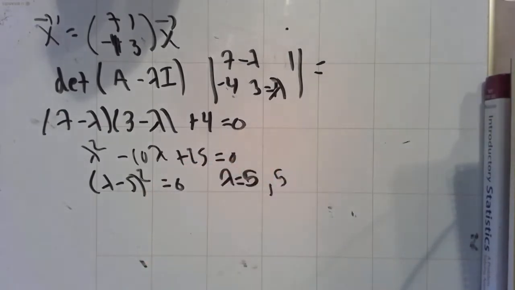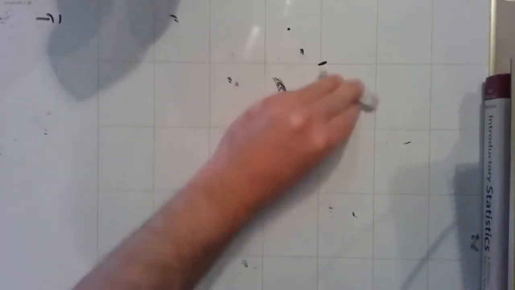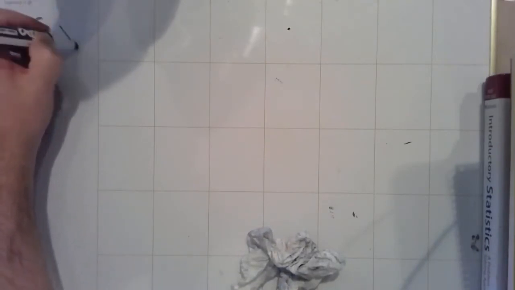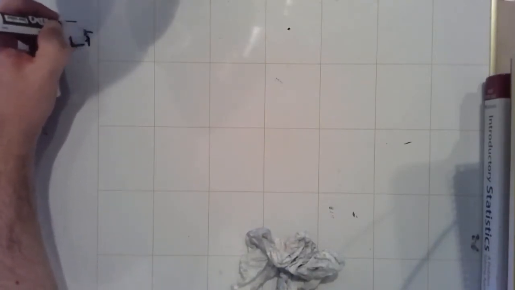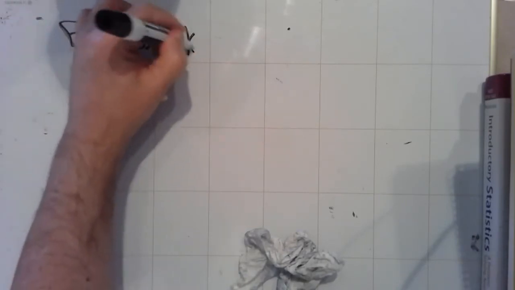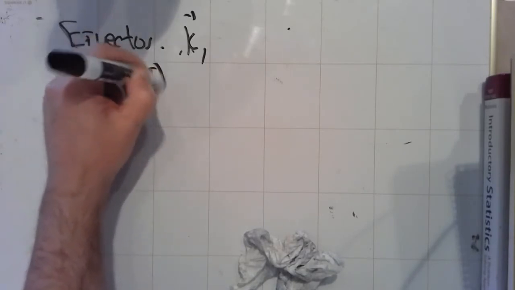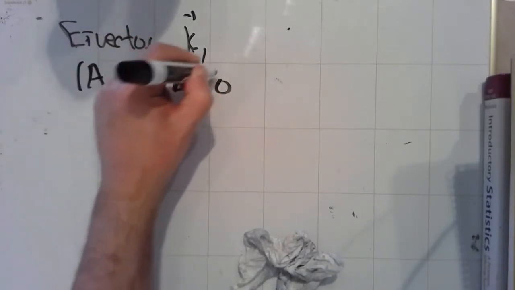Write it twice if we want. So we have a repeated eigenvalue. We got the same eigenvalue twice. We need two linearly independent eigenvectors, so we can't just do what we did before. Our first eigenvector, k1, or just call it k, we solve A minus lambda I times k equals the 0 vector.